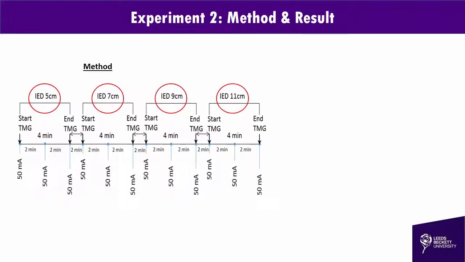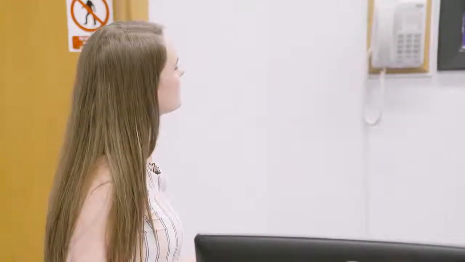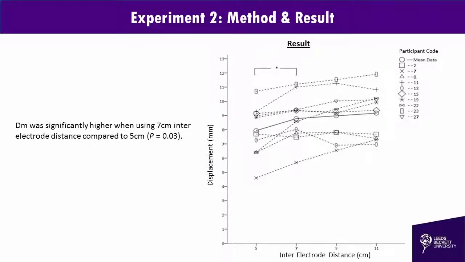It should be said that in all cases, all of the participants received every single condition in this order. So we started at 5 and ended at 11. And this is what we found. Here we're looking at displacement versus inter-electrode distance. Each line is an individual participant, and the solid line is the mean information.